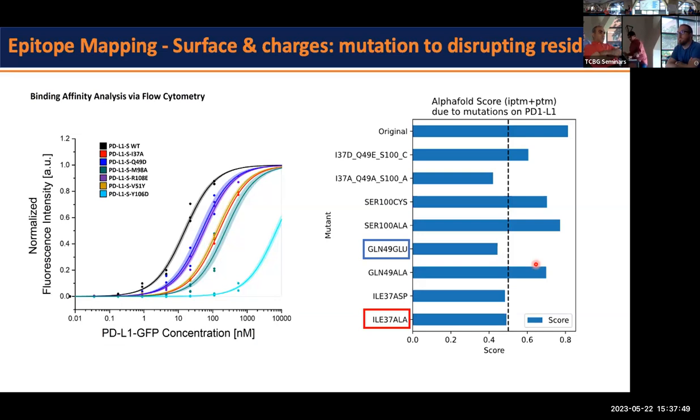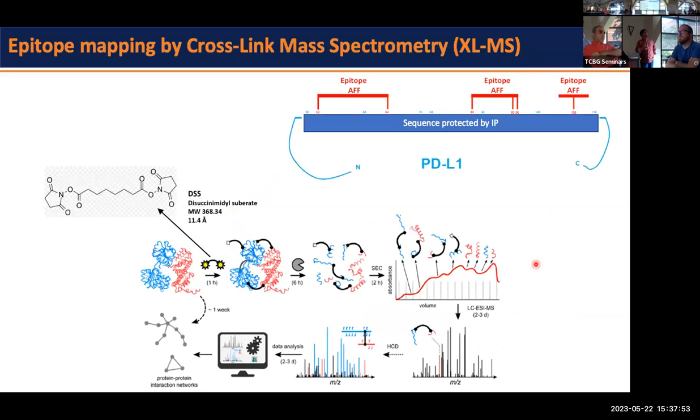So to further confirm, and also to map the epitope, we spent a lot of money running cross-linked mass spectrometry. Basically, you put in a probe that binds to certain spots of the protein, about 11 angstroms apart, so that's the maximum distance you get between amino acids. Then it digests the protein and runs through a mass spectrometer, and from the fragments, like regular mass spec, you try to reconstruct the sequence of the fragments. Based on the sequences that are connected, you can build up a map of the possible epitopes.